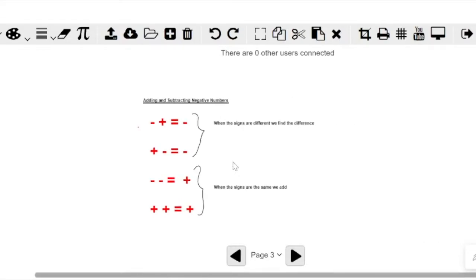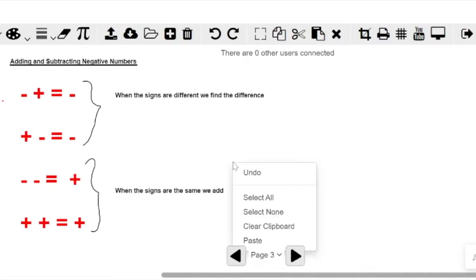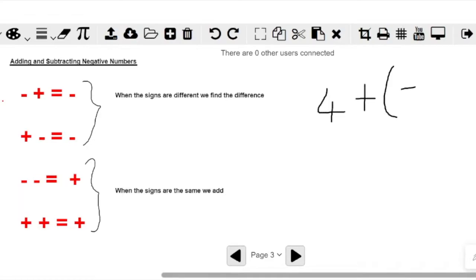Part 2 is when we have two signs in the middle, and I'll give you an example. If we have here 4 plus minus 7, something that looks a little bit like that. We've already worked out how to do signs like this when there's only one sign in the middle. But what happens when we have two signs in the middle?